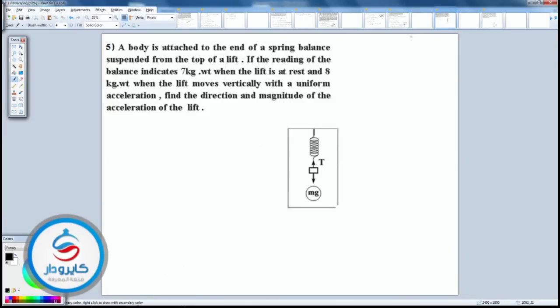Question number 5. A body is attached to the end of a spring balance suspended from the top of a lift. If the reading of the balance indicates 7 kilogram weight when the lift is at rest and 8 kilogram weight when the lift moves vertically with uniform acceleration, find the direction and magnitude of the acceleration of the lift. Solution.